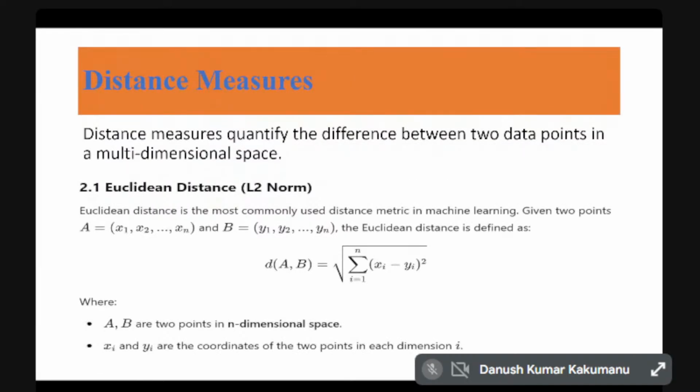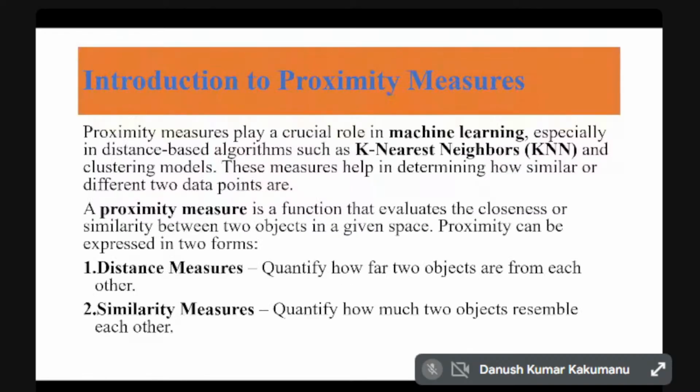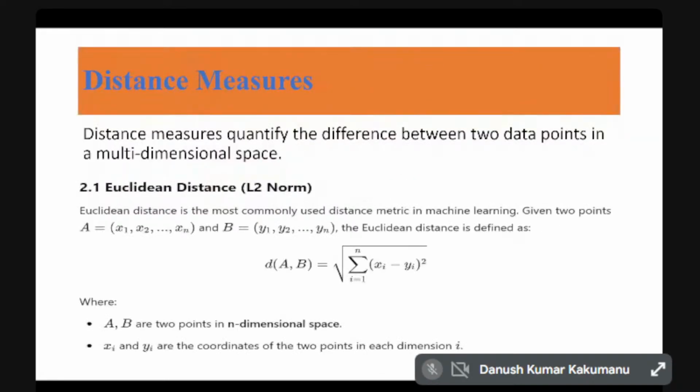Coming to the first proximity measure: distance measure. So what is distance measure? It identifies how far two objects are from each other. So if the robot is in this position, to find the distance to the next neighbor position, we are using distance measure. So here the first topic is distance measure.